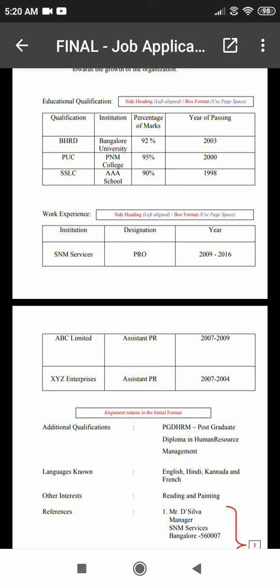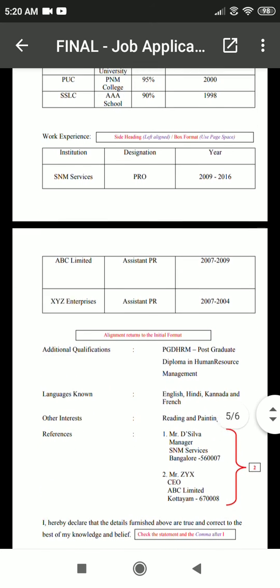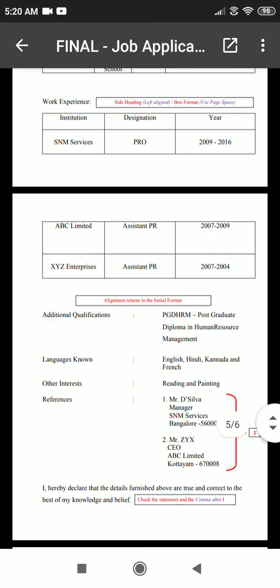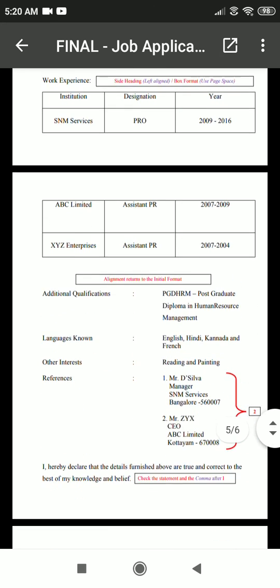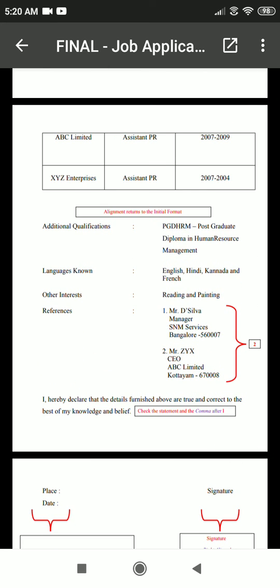After that comes your last SLC, last year. And then after this, your work experience. After writing in your work experience, institution, designation, year, the last important column is basically about your alignment. It is supposed to follow this particular format.